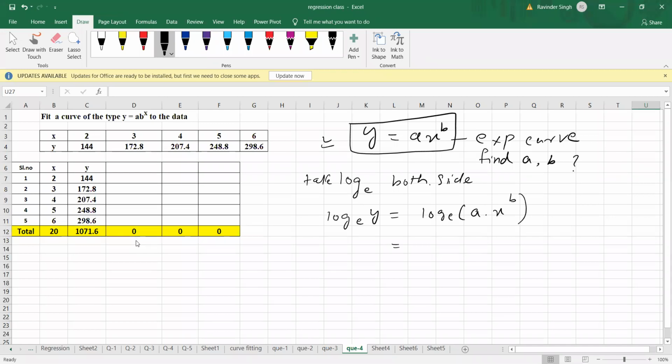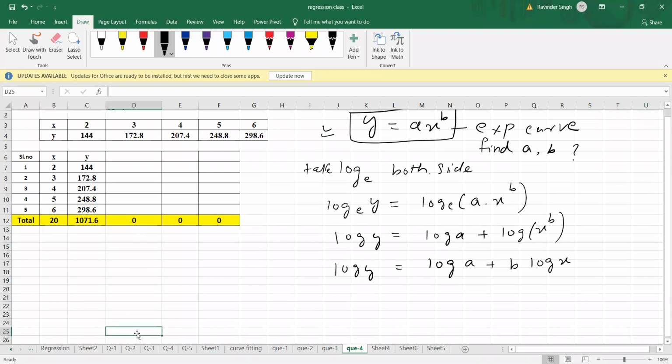So now this turns out to be log of a plus log of x power of b, and this will be log y. So now your log y term is equal to log a as it is, plus you have log of x power of b. It is in the form of log m power n, so this can be written as b log x. So I hope till here there is no confusion.